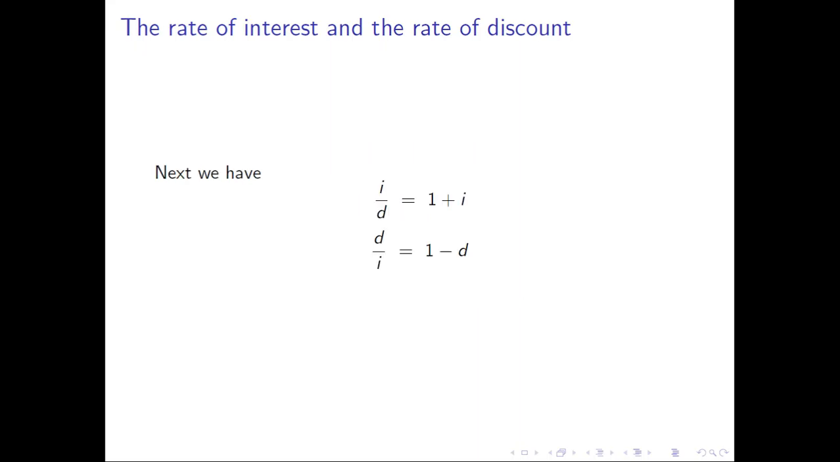Our next law is that I over d is equal to 1 plus I, and d over I is equal to 1 minus d. The key to remembering these is to remember that you have one rate over the other rate, and whichever rate is on top, that's the corresponding factor on the right hand side. So here we have I on top, therefore it's 1 plus I, the interest factor. Here we have d on top, therefore it's the discount factor, 1 minus d.